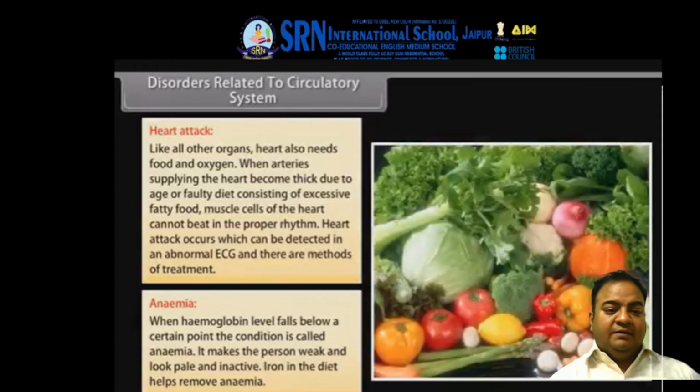This can be detected by the ECG, and the full form of ECG is electrocardiogram.